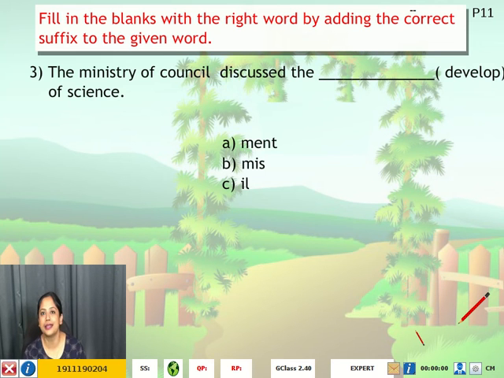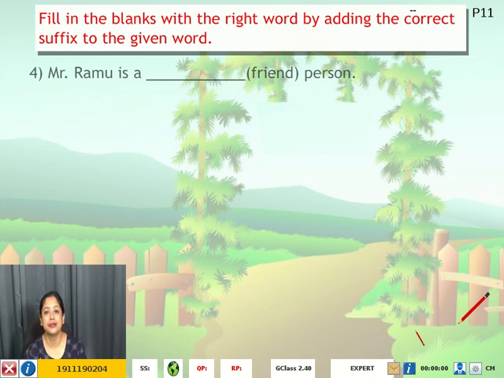The Ministry of Council discussed the dash of science. Again, the verb here is develop, and we have three options in suffixes: ment, miss, and ill. So the suffix here we'll use is ment. The first one, develop, ment, development. Very good.